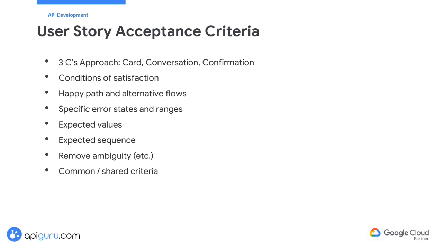Often referred to as the 3Cs approach, developing acceptance criteria relies on the product owner. The process begins with the one-line user story known as the card, which is discussed with the development team. Through this conversation, questions about the user story emerge, leading the product owner to document the conditions of satisfaction that confirm the user story is complete and functioning as intended.